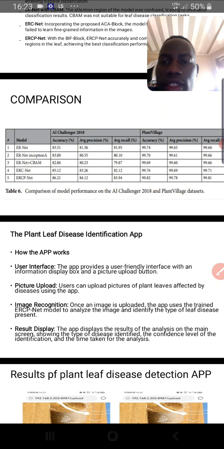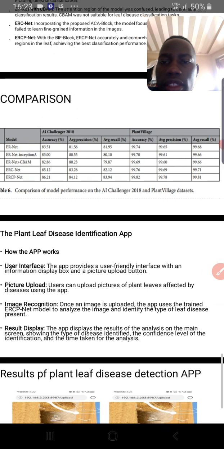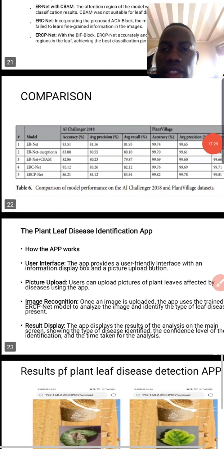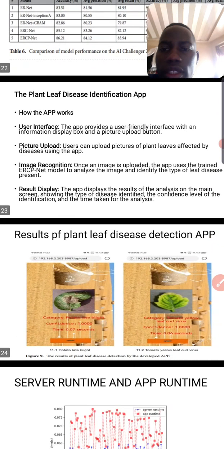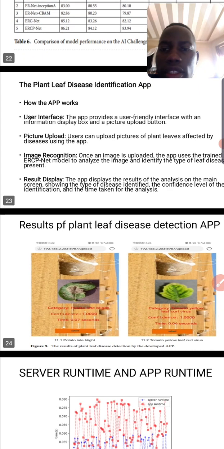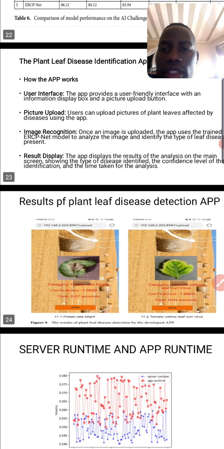And then this Ercp-Net model works with an app, and this app has a user-friendly interface with an information display box and a picture upload button. So the farmer, or the person who wants to know the disease, takes an image of the leaf and uploads it, and this app is integrated with our model inside. So when you take a picture, the model will give you results based on its prediction within the app.